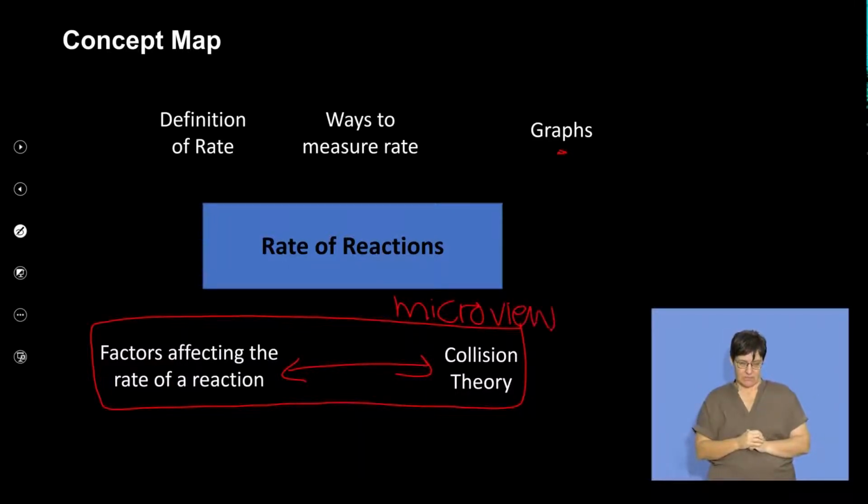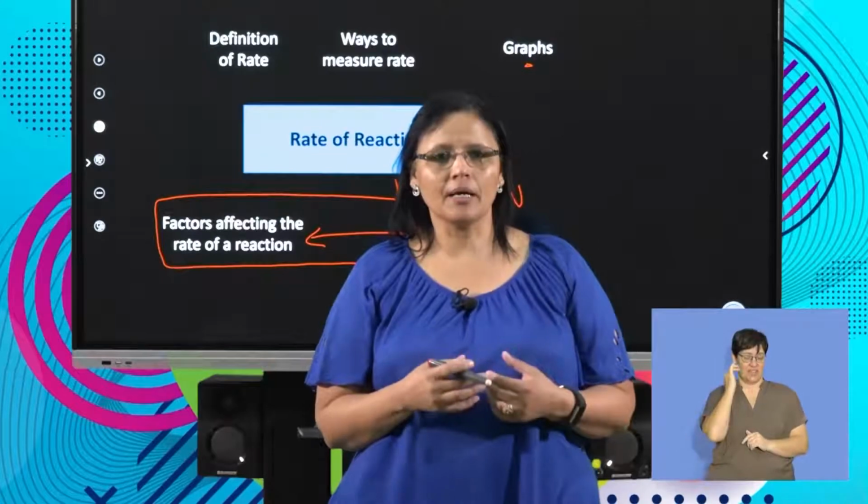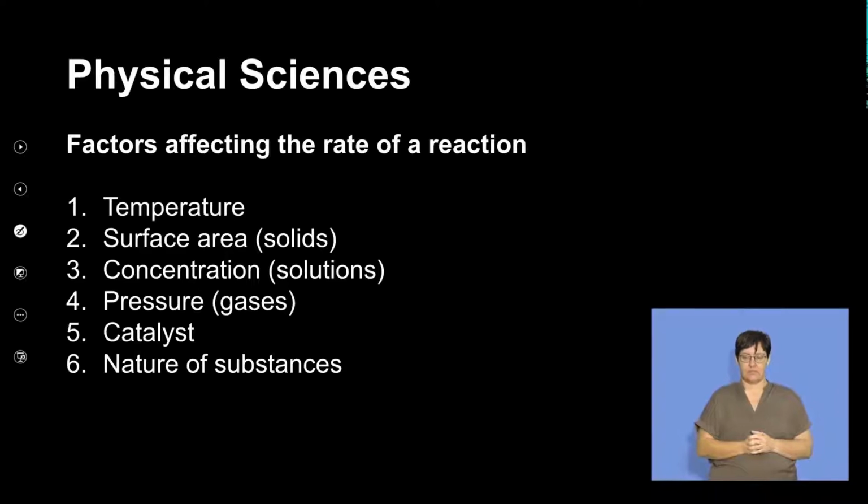So I just want to remind you that microscopic view actually means what we cannot see, but what we know according to the collision theory is happening microscopically. So we spoke about the factors affecting the rate of the reaction, and in an earlier session we said that temperature, surface area, specifically the surface area of solids, the concentration of solutions, meaning in solution where we use aq, the pressure when we have gases.